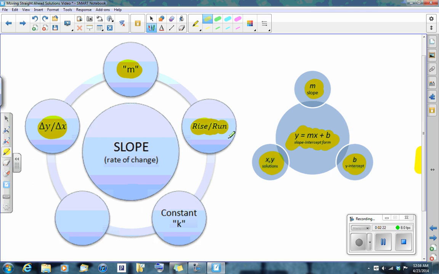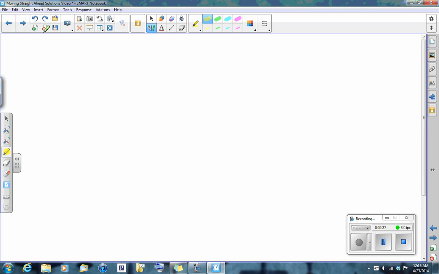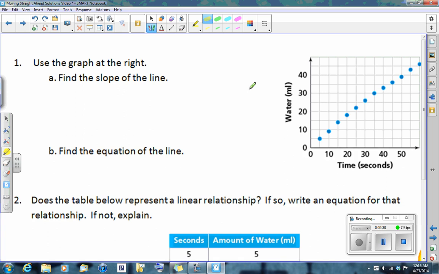Okay, so keeping some of these things in mind as we go through this practice test, it asks us to find the slope. We can do that. They give us this graph over here. We've got points, and we can take any two points we want. It makes sense to take the points that are closest to each other.